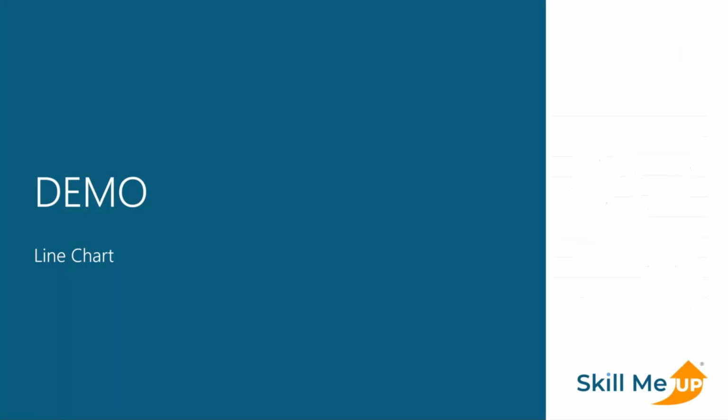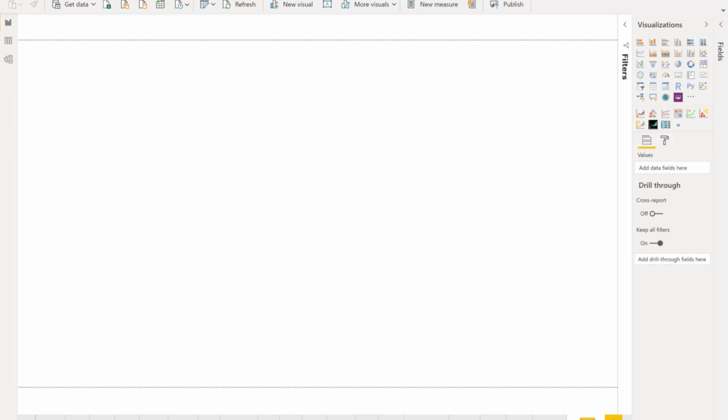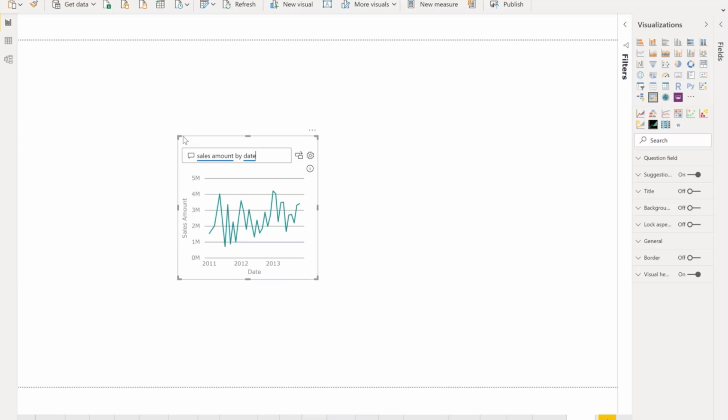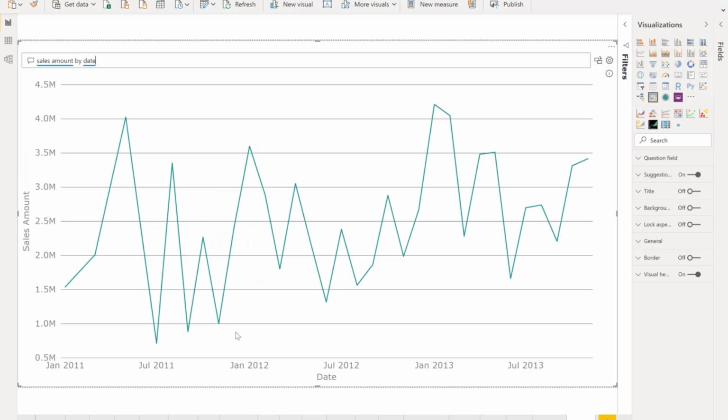Let's make a line chart here. We make a new line chart there. I have the line here, and then again I build one about sales amount by date, and then we get this wonderful line chart here. We see those upwards and downwards trends and can work with that.